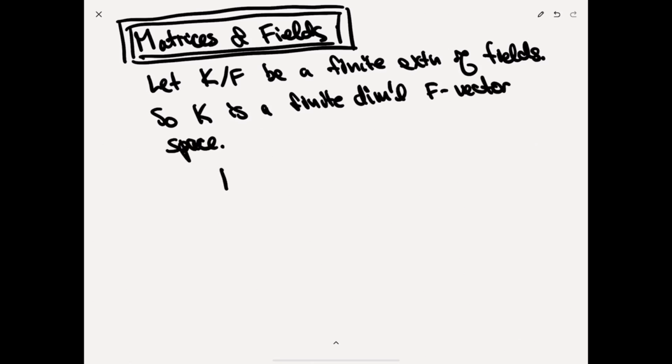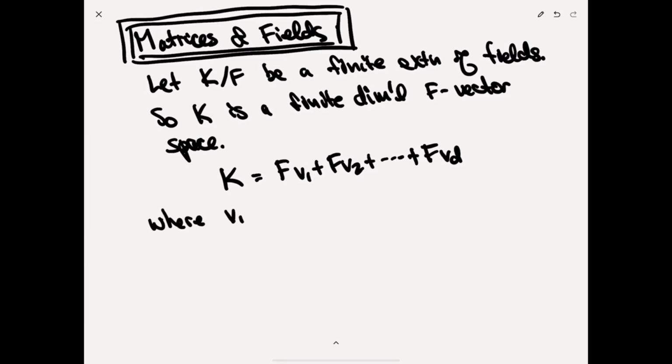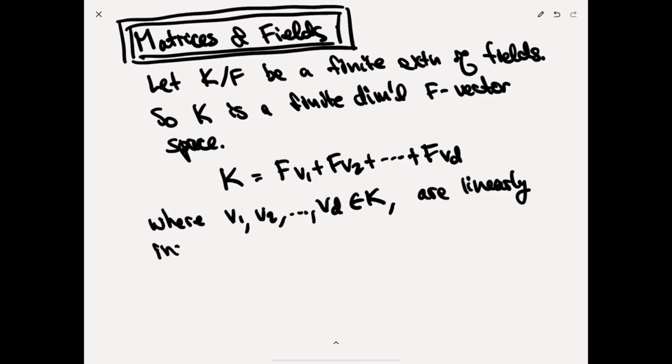Okay, and so this means that K looks like Fv1 plus Fv2 plus, and let's suppose it's degree d, Fvd. So we have this, where v1, v2, vd, these are elements of the field, so you can multiply them. So these are linearly independent over F. Okay, so the only linear combination that gives you 0 is 0 themselves.